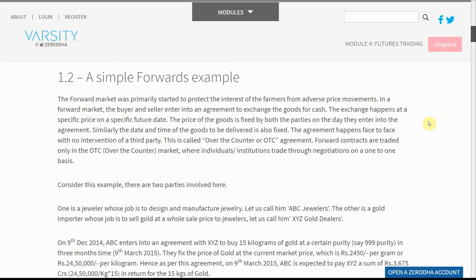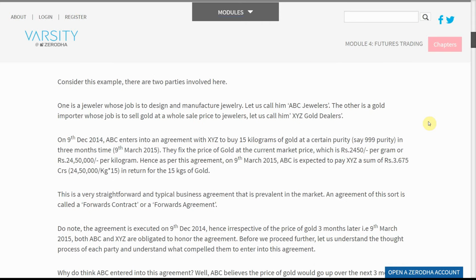Consider this example. There are two parties involved here. One is a jeweler whose job is to design and manufacture jewelry. Let us call him ABC Jewelers. The other is a gold importer whose job is to sell gold at a wholesale price to jewelers. Let us call him XYZ Gold Dealers. On the 9th of December 2014, ABC enters into an agreement with XYZ to buy 15 kilograms of gold of a certain purity, say 999 purity, in 3 months' time, on the 9th of March 2015.